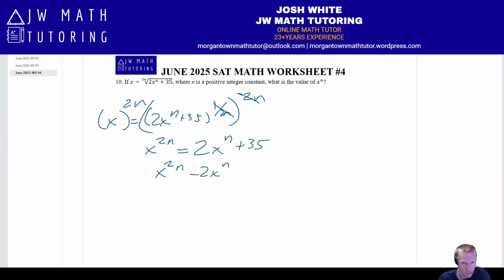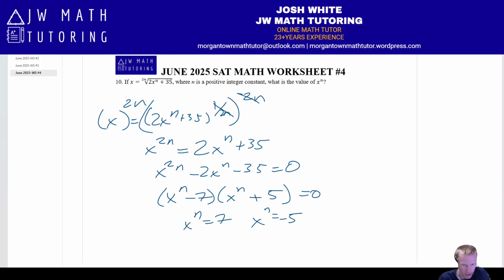And then move your terms over. Now you basically have what looks like a quadratic type function, right? Because you can factor this. It's going to be x to the n, factors of negative 35 that add up to negative 2. Well, it's negative 7 and plus 5. Therefore, x to the n equals 7, x to the n equals negative 5.